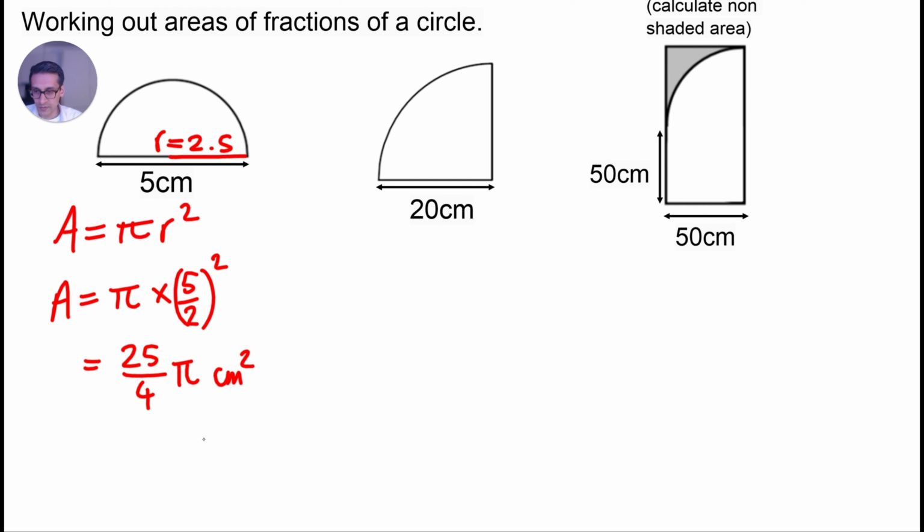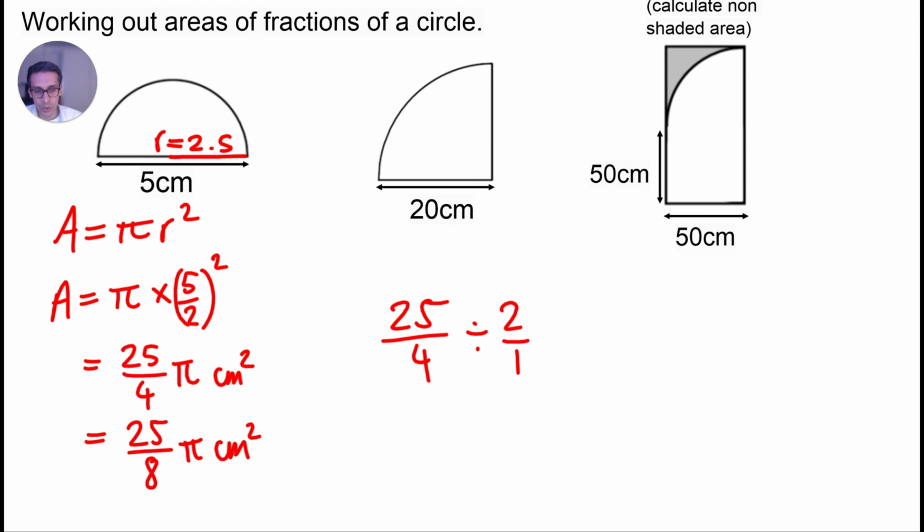Now we need to half this. So there's a few ways to do this. I'm not going to go into too much detail, but halving that would give you 25 over 8 pi centimeters squared. Maybe I should go over that. So 25 over 4 divided by 2 is the same as multiplying by the reciprocal, so that should be 1 over 2. And you can see 4 times 2 is 8. And that's how we end up with that.